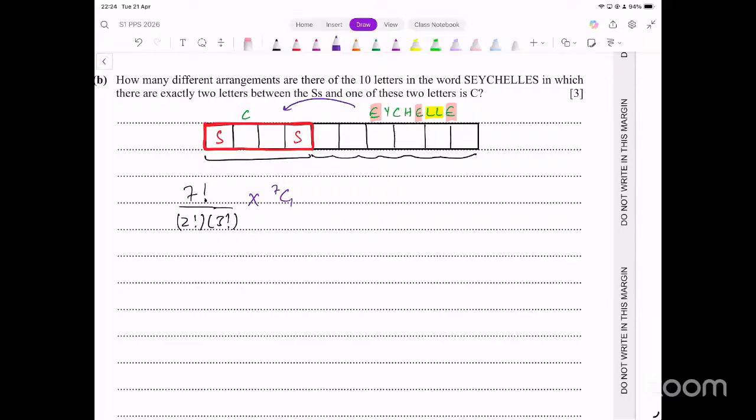Whatever that letter is, let's call that letter X. Then we have to arrange these 2 letters in these 2 places as well. In how many ways can we do that? 2 factorial. We multiply that by 2 factorial for the arrangements of these 2 letters as well. And that will give us some result.